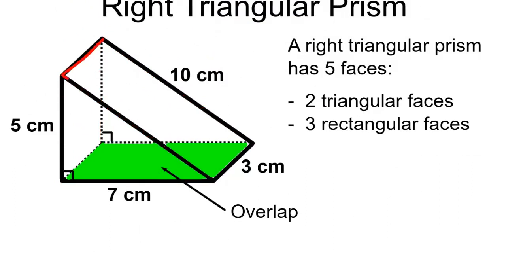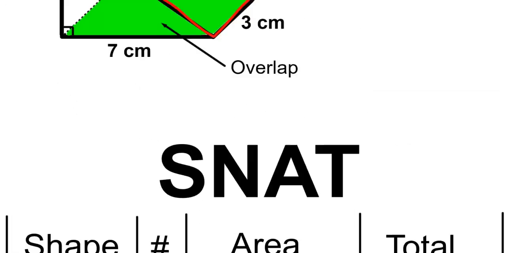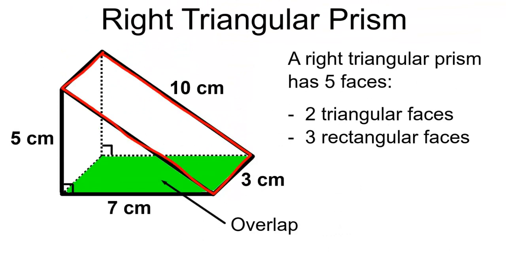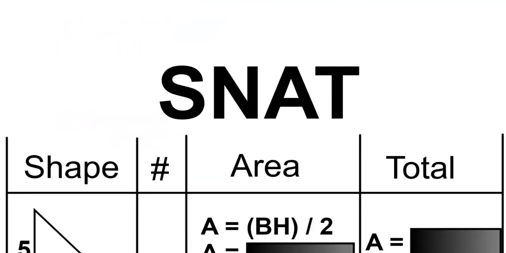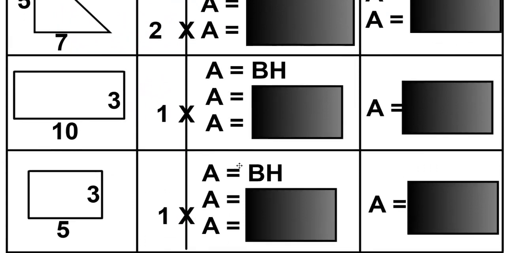The next shape that we'll draw is a rectangle. The rectangle will have a base of 10 centimeters and a height of 3 centimeters, and there is only one of them. And our last face is another rectangle at the back of the triangular prism. This will have a base of 5 centimeters and a height of 3 centimeters. And again, there's only one of them.